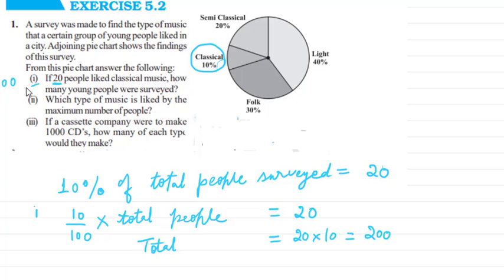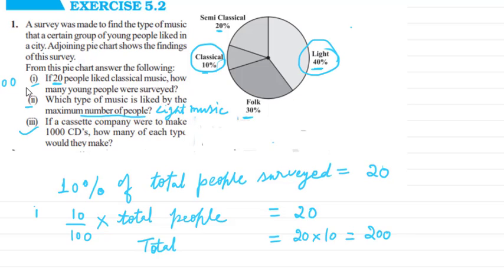Now let's move to the second part. Here we have: which type of music is liked by the maximum number of people? You can give this directly. Here you can see the percentages: 20% like semi-classical, 10% classical, 30% folk, and 40% of people like light music. So from this only you can give the answer of the second part: light music is liked by the maximum number of people.